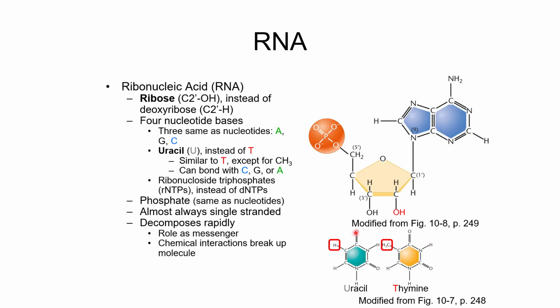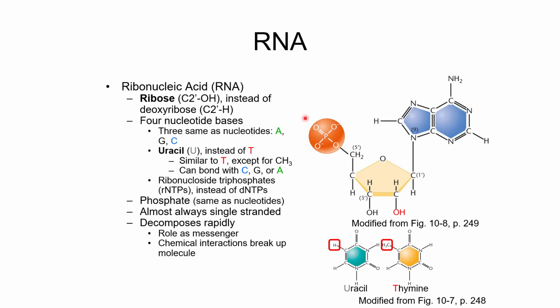Okay, so uracil doesn't have that methyl group, and it can bond with cytosine, guanine, or adenine. Okay, primarily it's going to bind with adenine. Adenine can only bind with uracil, but it's also possible for uracil to bind with cytosine, guanine if it's needed. Okay, we then refer to our ribonucleoside triphosphates that'll get added during transcription as R-NTPs instead of D-NTPs because they're ribose, not deoxyribose.